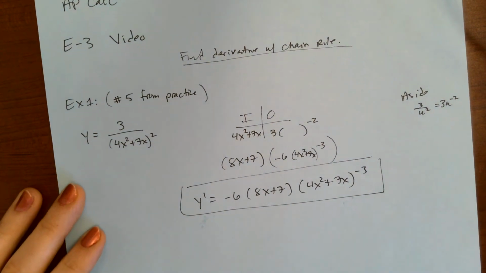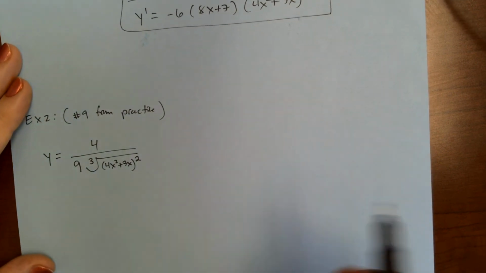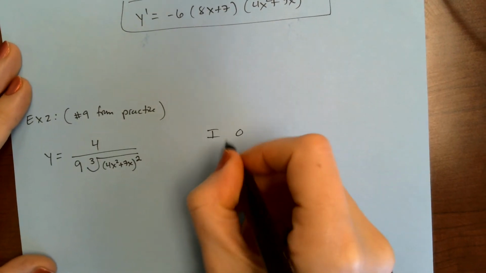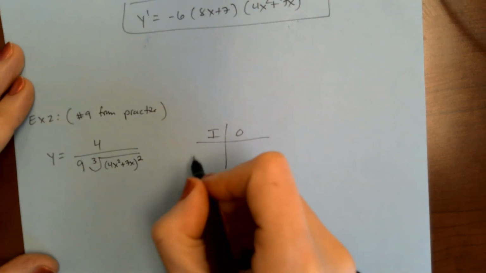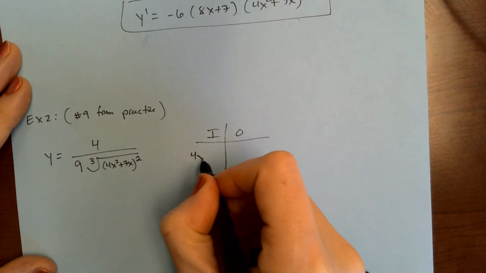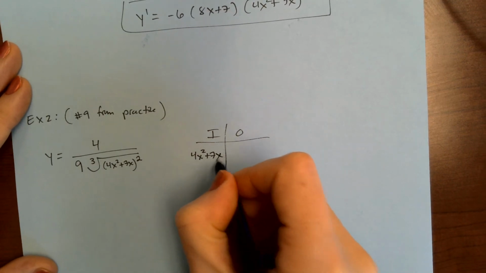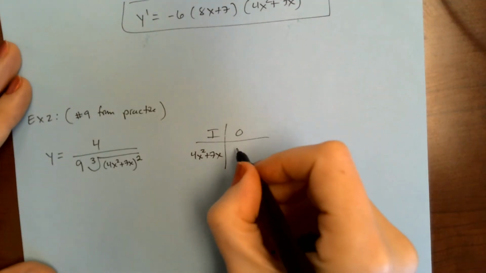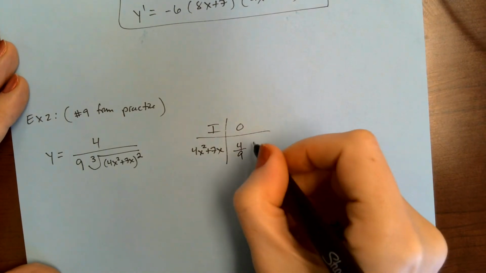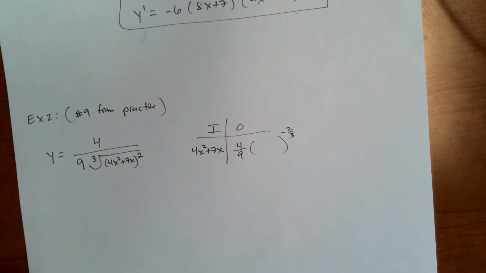Okay, so there's that one. Now let's do this one. Doing the same thing, I'm looking for inside of parentheses or under the radical. Here I have both things going on. So I have this inside of parentheses, which is also under a radical. And then this is 4/9 blank to the negative 2/3.